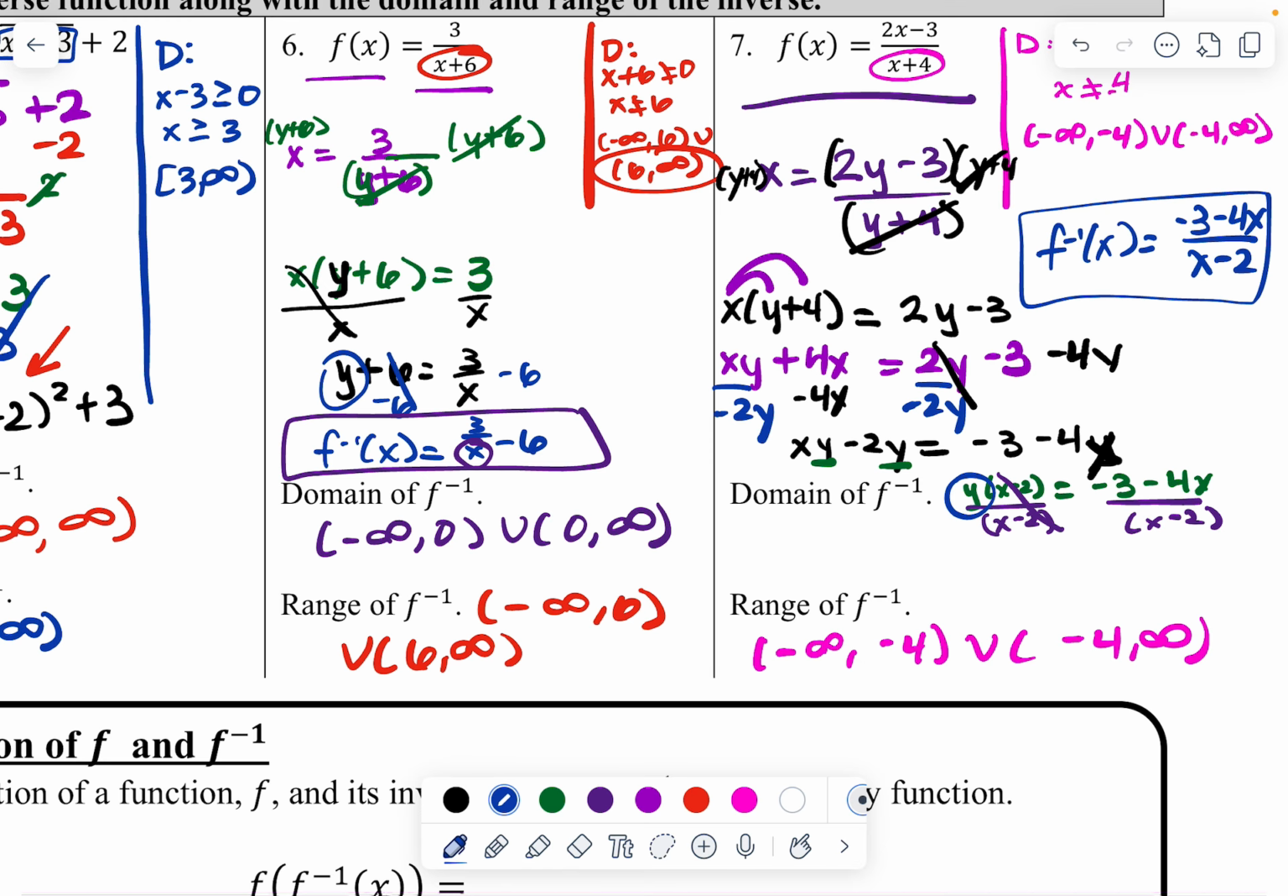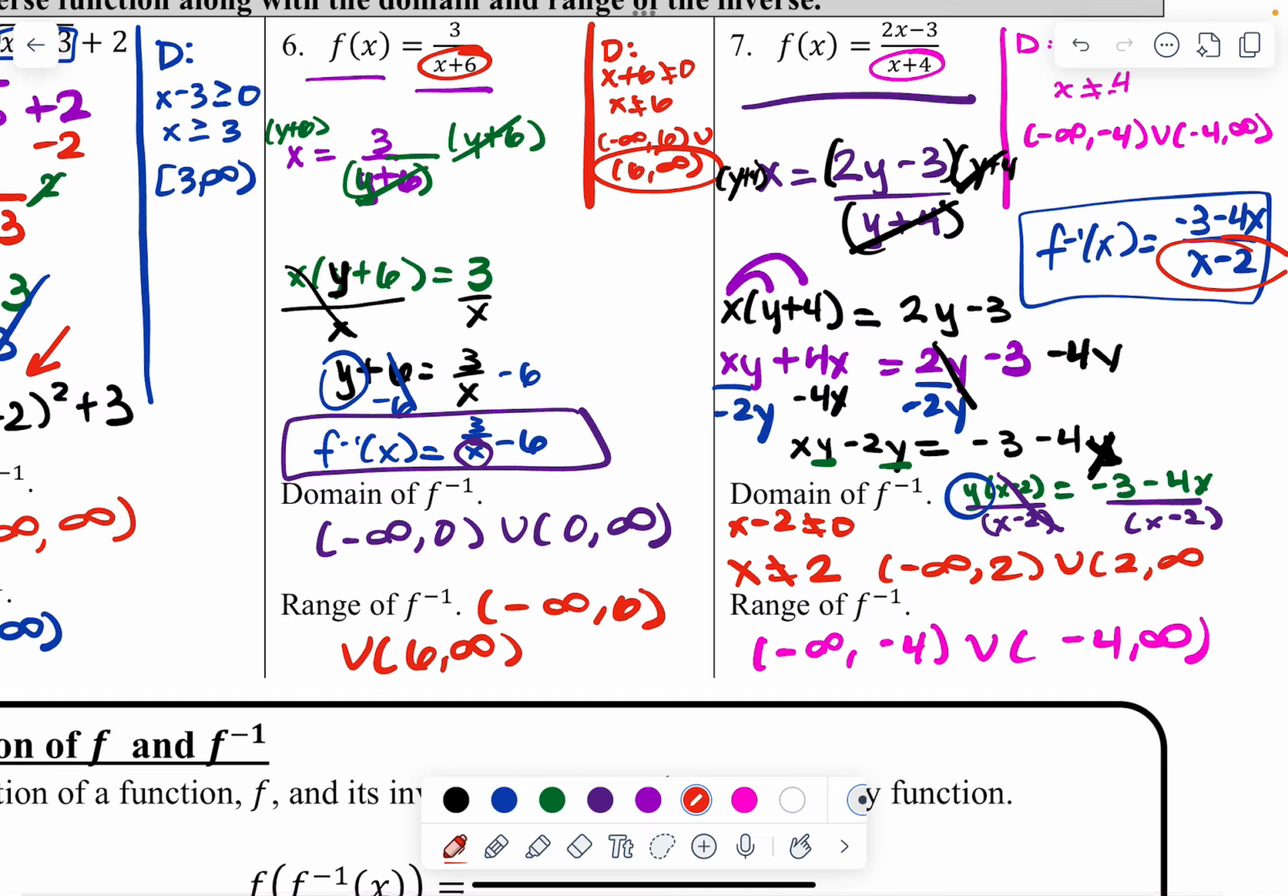Whew. To find the domain of it, we're going to look for red flags, which is a denominator with a variable. So we know x minus 2 just cannot be 0. So that means x cannot be positive 2. So if x cannot be positive 2, we know it can be from negative infinity to 2 and from 2 to infinity.